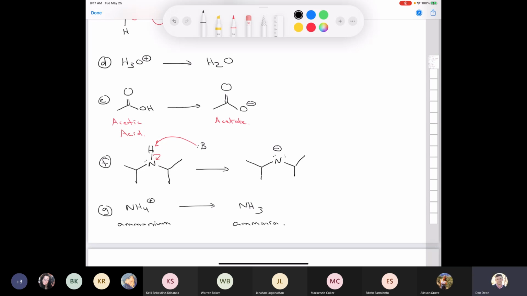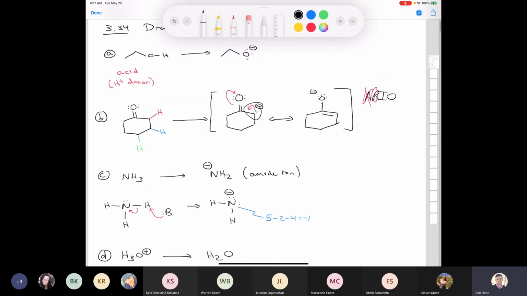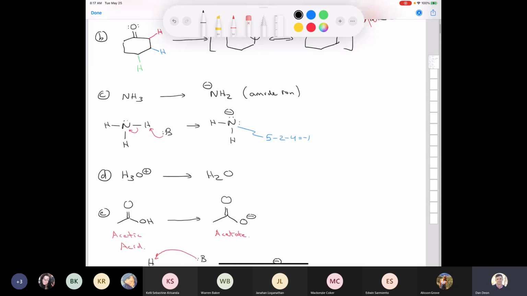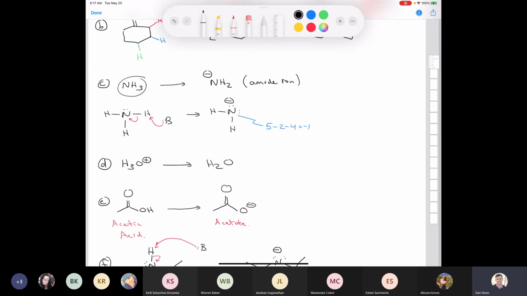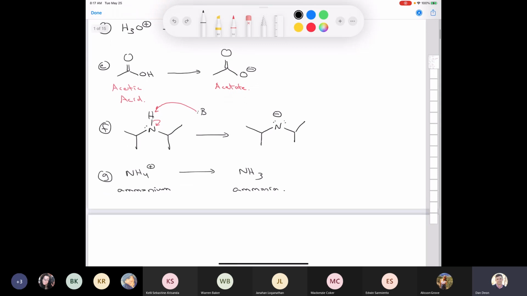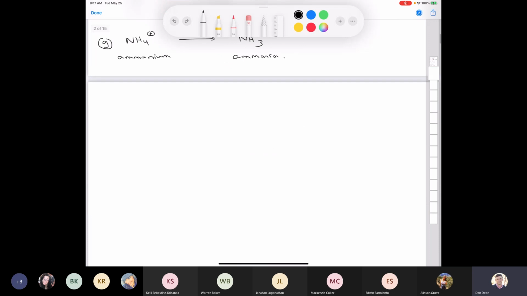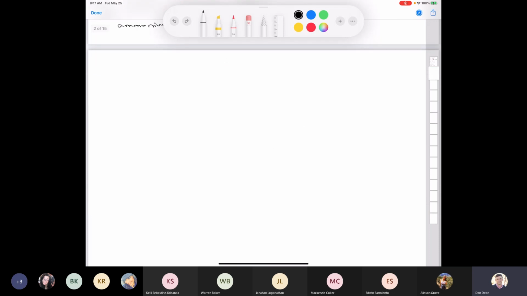So we practiced drawing some conjugate bases from some acids, and we saw how you can even think about something that's basic in water, like ammonia, as being an acid. We saw an amine, right? Amines are bases, but in certain situations, they can behave as an acid. They can donate a proton. Let's move on from there and take a look at question 3.35.